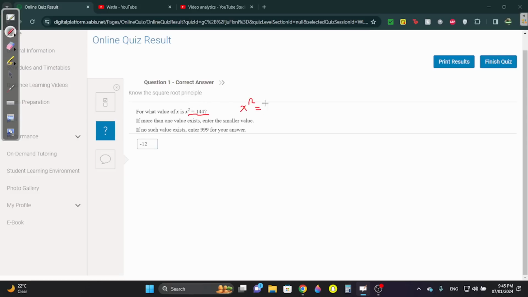You have x squared equals 144. You square root both sides, and it becomes x equals plus minus radical 144. Always have that plus minus, yeah? Because the radical can be either positive or negative. You get 12 and negative 12. They're saying enter the smaller value, so of course it's going to be negative 12.